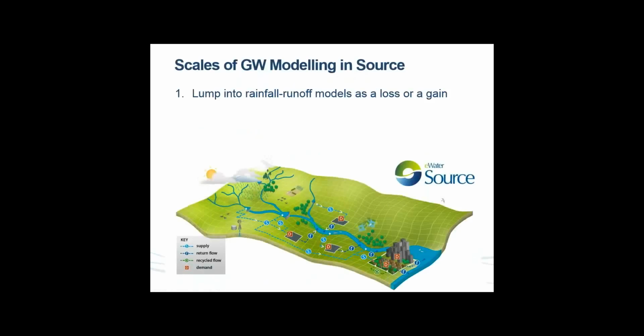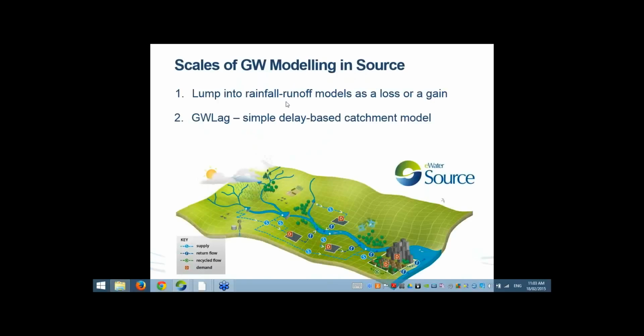Okay, Source has 5 scales of groundwater modelling available. The first is to lump groundwater into our rainfall runoff models as a loss or a gain. This is okay for rainfall generated base flow, but obviously we can't measure the impacts of things like pumping. The second approach is to use the perfect groundwater lag model. This is a rainfall runoff model that has a simple delay-based component added, and this model simulates the movement of groundwater through the aquifer, and we can also look at the impacts of things like pumping.